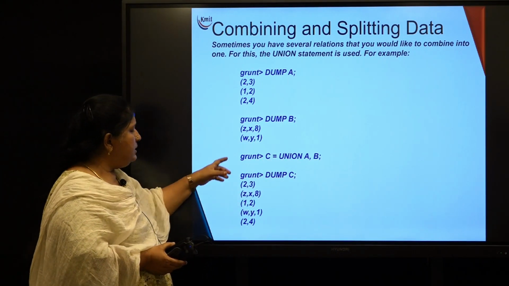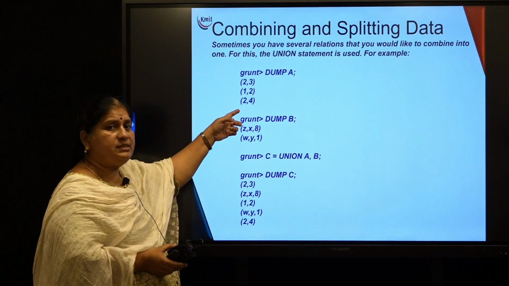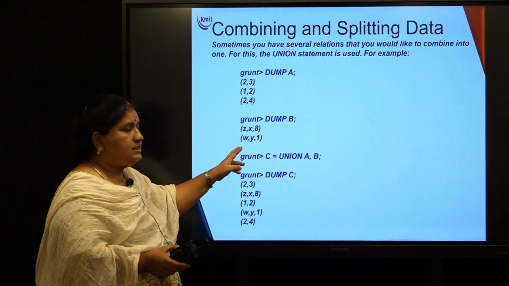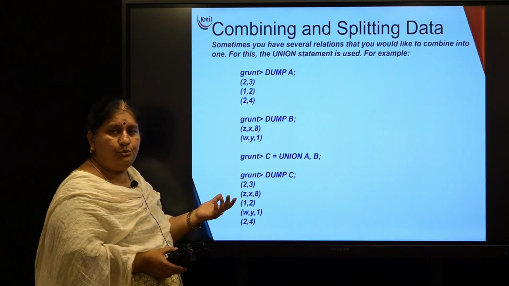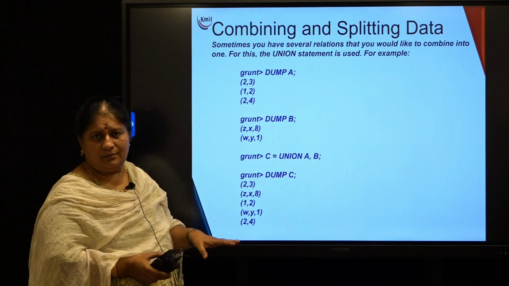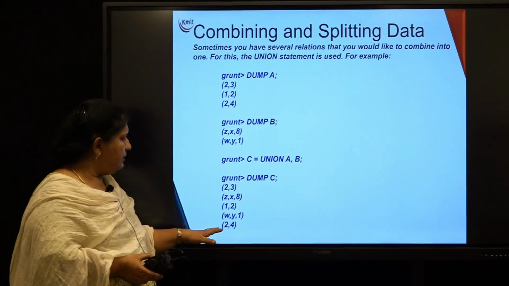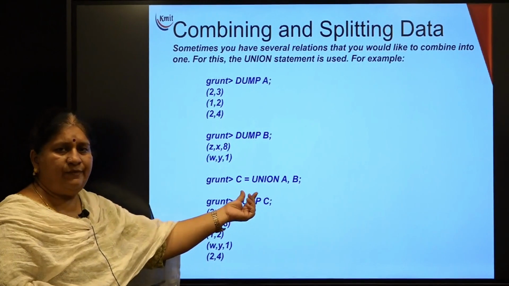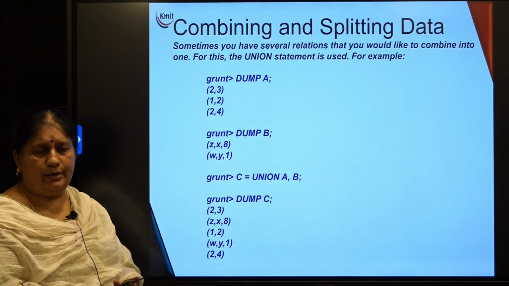Now, how does it unite them? The first one has only 2 attributes, 3 tuples. The second one has 3 attributes, 2 tuples. What does it do? Union means it just puts them together. No matching, nothing. It just puts all of them together. Because we did not specify any order by clause, it shows you the data in a random order.